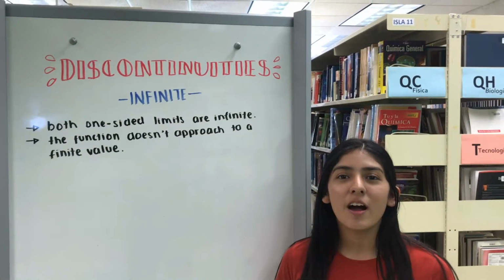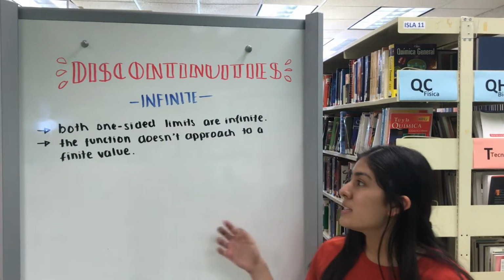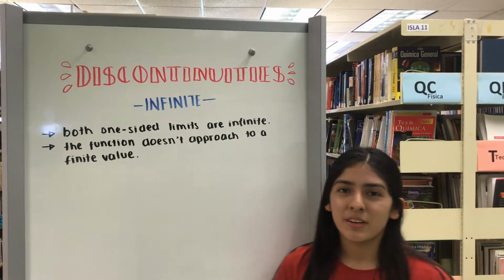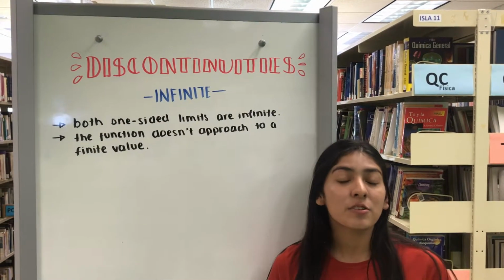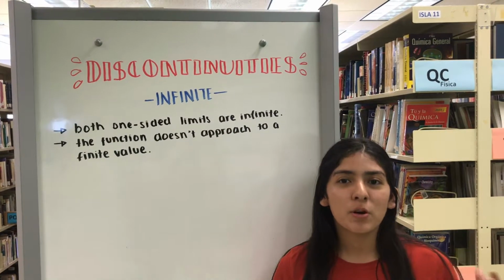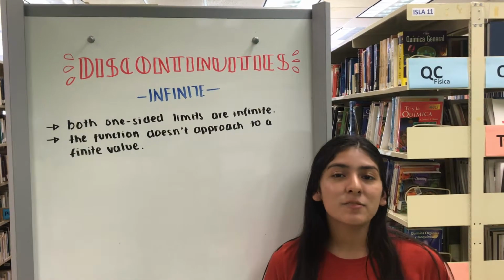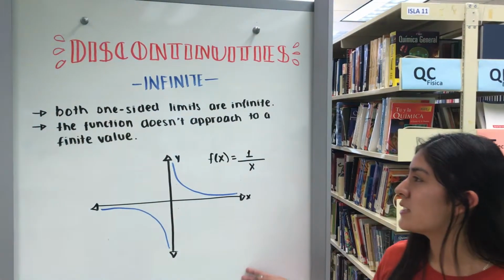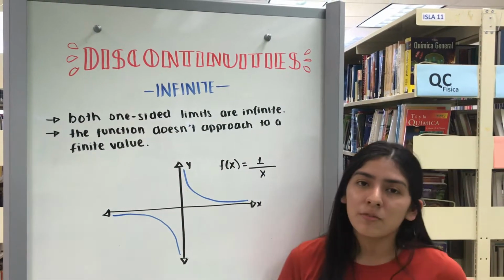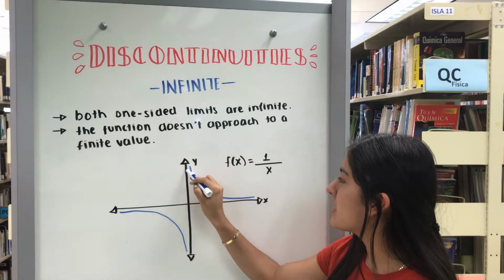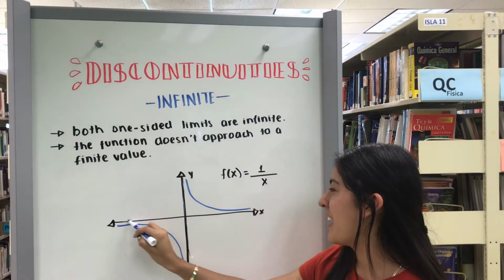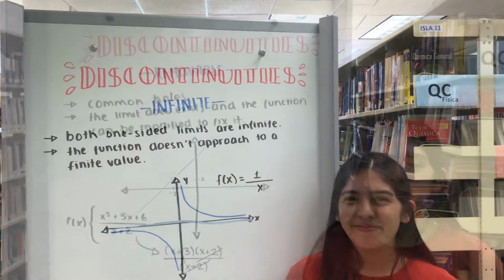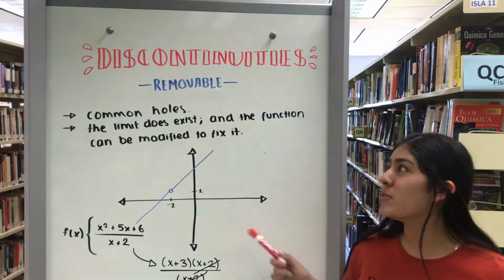The next example is infinite discontinuities. In this example, both one-sided limits are infinite. This means that they don't have any particular finite value, and thus they approach infinity. And it doesn't have to be the same infinity, it can be one negative and one positive. This is an example of an infinite discontinuity, since the function doesn't have any finite value, and the discontinuities are found at infinity.